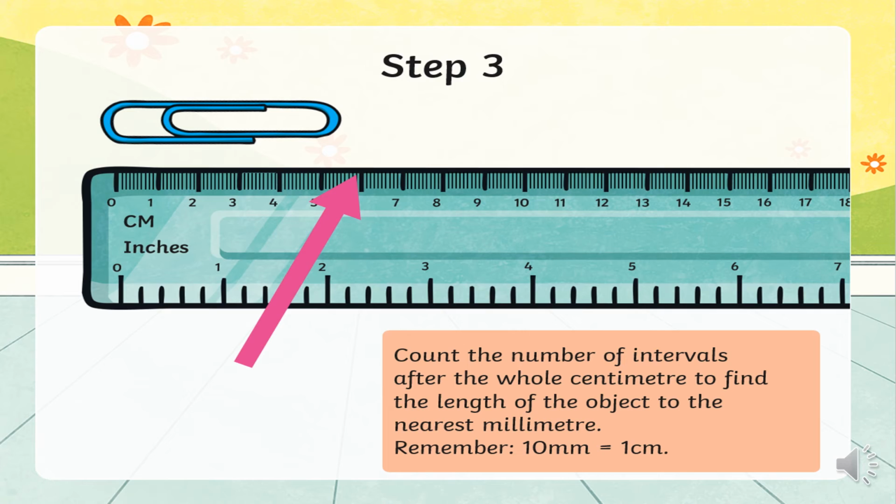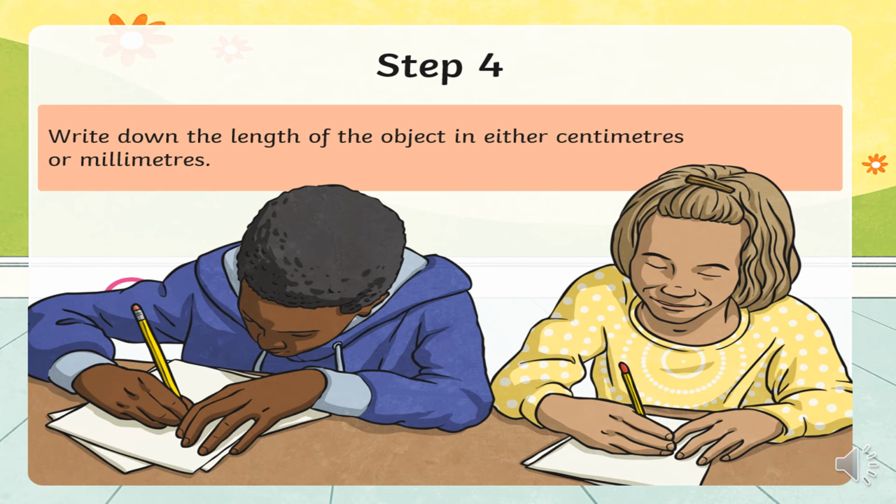Step 3. If we wanted to be really specific, we could find out how many millimetres long it is. So we could count the intervals of the little lines to work out how many millimetres it is, because we know there are 10 millimetres in 1 centimetre, but that's quite tricky. And step 4, we need to write down the length of our object. So we write down the number, but it's very important that we write cm after the number for centimetres or mm after the number for millimetres.